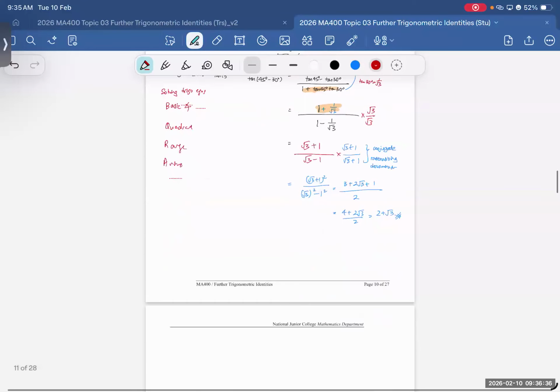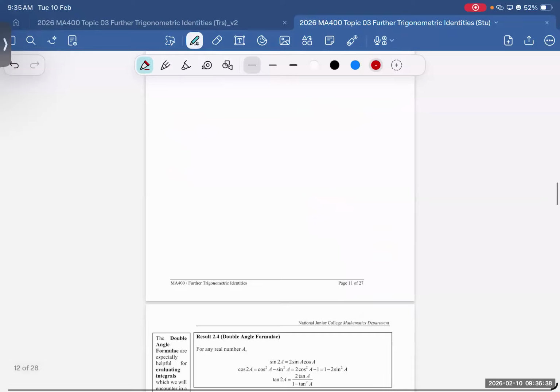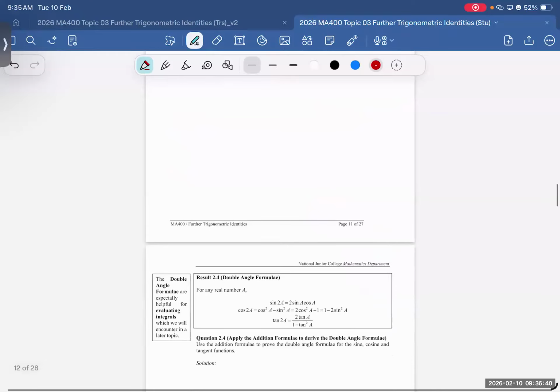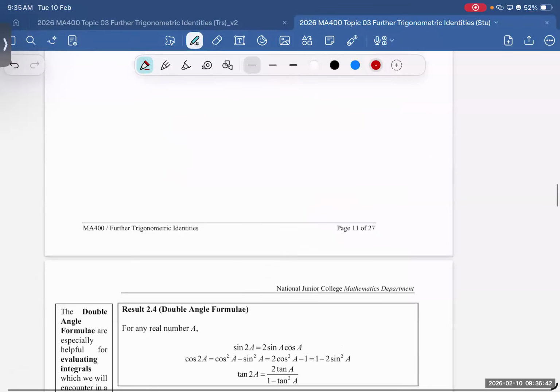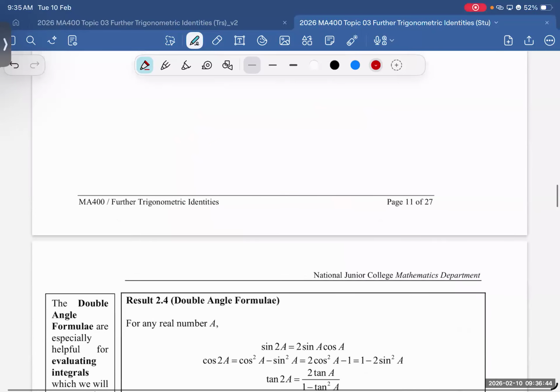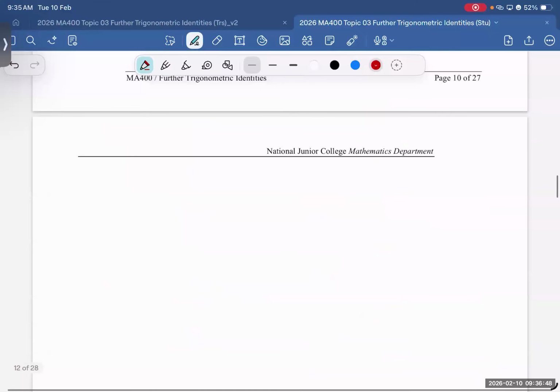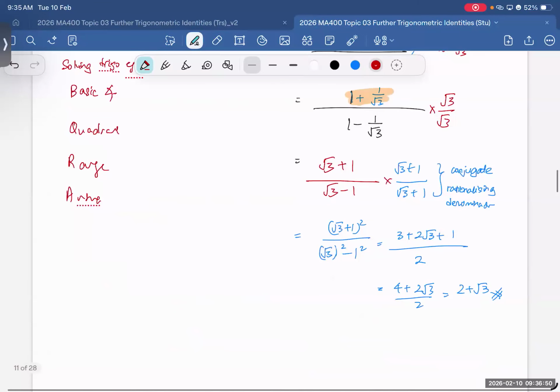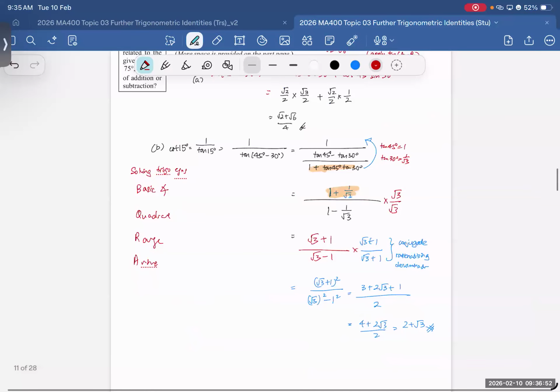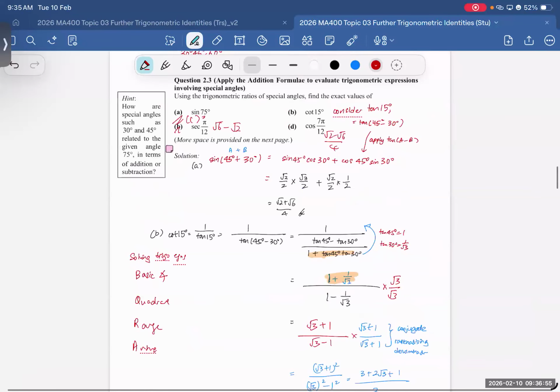Pi over 4 is square root 2, not square root 3. Cosine pi over 4 is square root 2 over 2. It's not square root 3 over 2. You wrote your 2 as a 3. Hence how to get this 2, right? Good question.